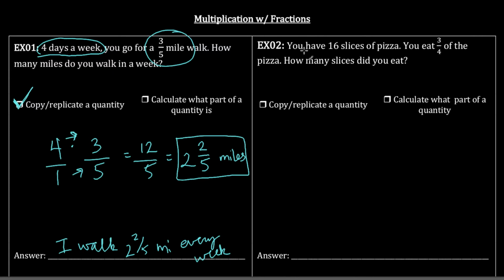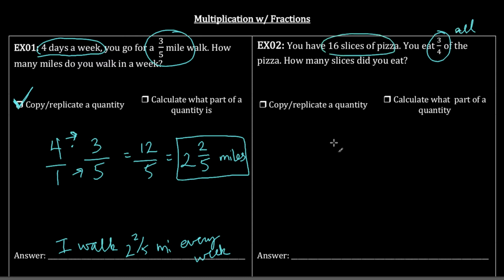In this next problem, you have 16 slices of pizza. You eat 3/4 of the pizza. It doesn't say you eat 3/4 of a pizza. It says that you eat 3/4 of all the pizza. So if you take the pizza, the 16 slices, and you split it into 4 groups, you ate 3 of those groups. You didn't eat 3 slices. You didn't eat 3/4 of a slice. You ate 3/4 of all the pizza.